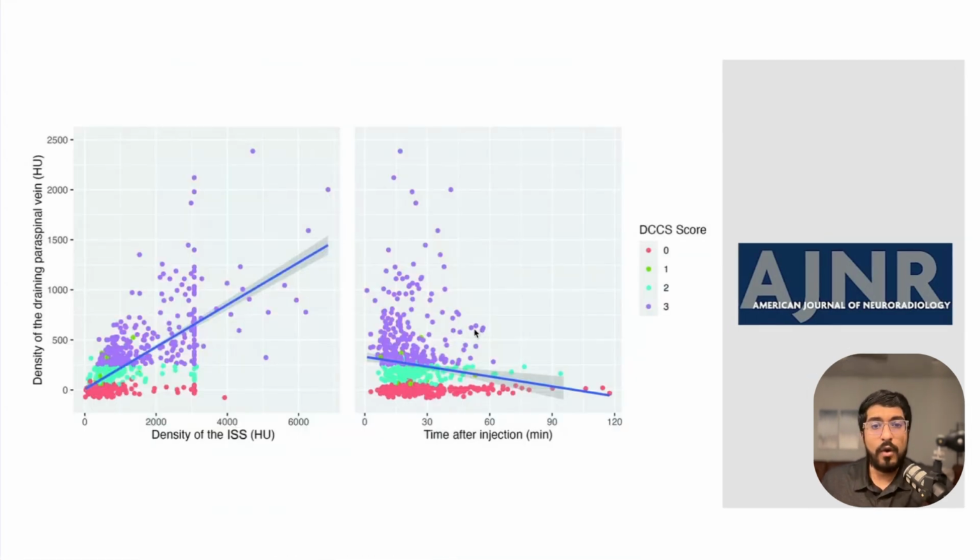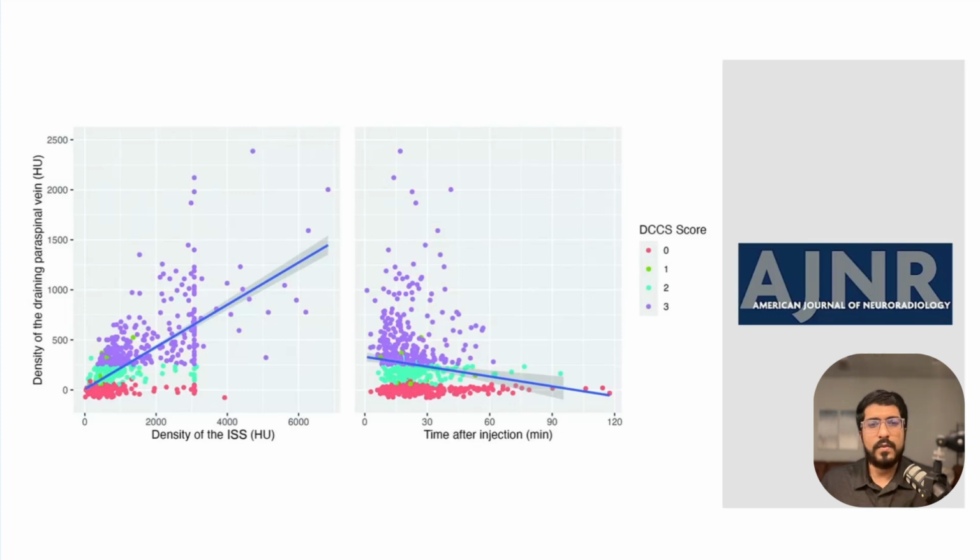Moving to Figure 4, this provides a physiological explanation for the observation. The authors demonstrate that as contrast density increases in the subarachnoid space, the density of the draining paraspinal vein also increases. So in other words, the more contrast that accumulates around the fistula, the more likely it is to opacify the draining vein, which is exactly the imaging finding we are trying to detect.